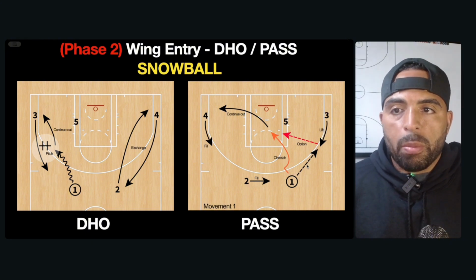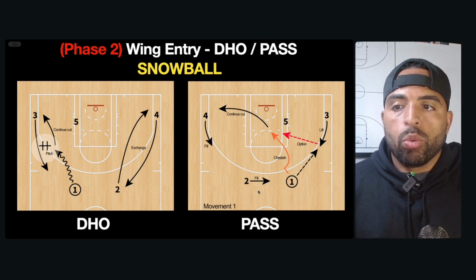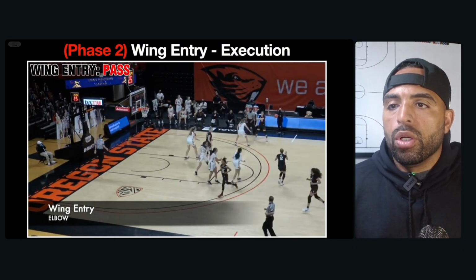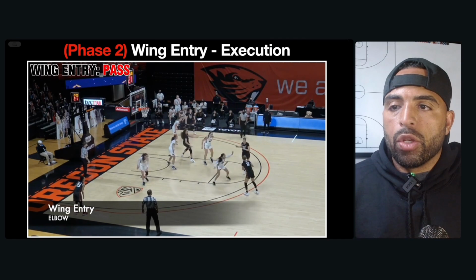So when the point guard passes to the wing, that will force a blast through and the other two players will move on a string. Here's what it looks like in live play. Wing entry, blast through, all players move on the string. Now that triggers the 5 up and you're right into point.